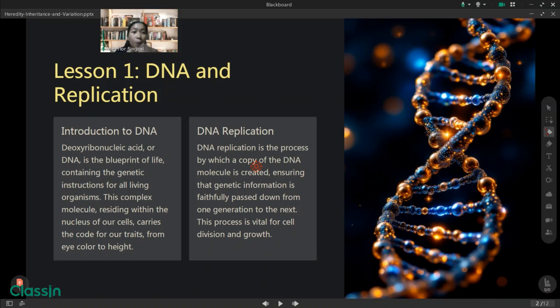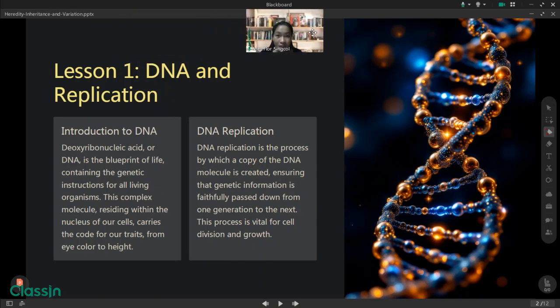It encodes our traits or characteristics, the genetic information that came from our parent, and our parent will pass it down to us. This complex molecule resides inside the nucleus. Sa nucleus siya mismo na sulod, which is inside the cell. Inside this nucleus, we have the genes or chromosomes which encode or carry our traits from eye color to height. For example, if your parent has blonde hair, naturally it will pass down to you, and you will also have blonde hair.